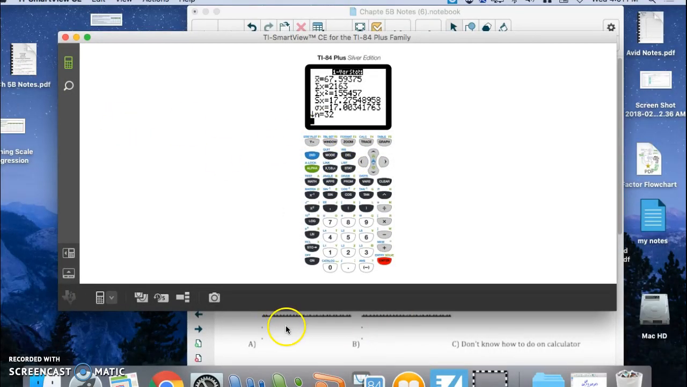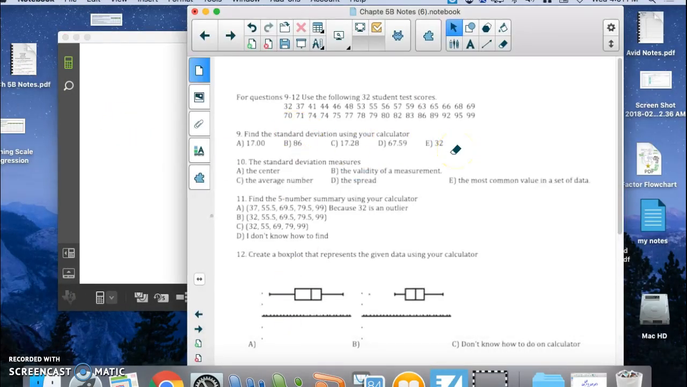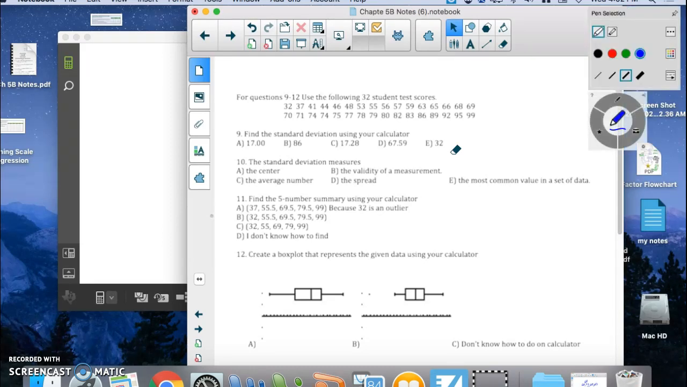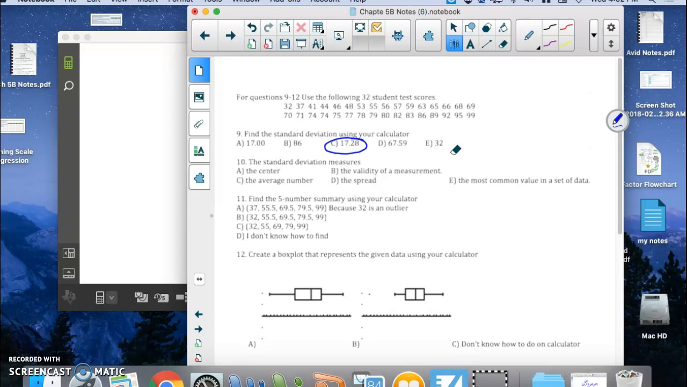All right, so going back here, we just found out that number 9 was letter C, 17.28. That is the standard deviation. Just a refresher, remember standard deviation is a measure of spread. Oh, what do you know? That answers our next question. The standard deviation measures letter D, the spread. Okay, I'm going to go back to the calculator.